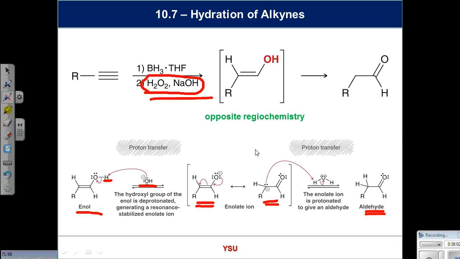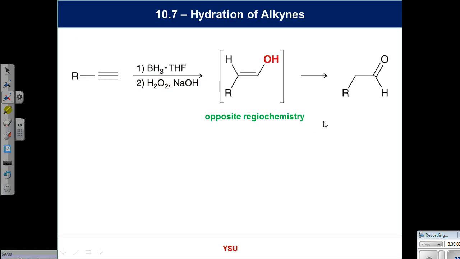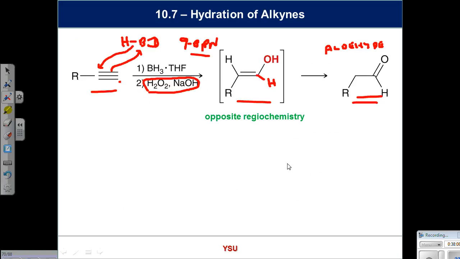What do people do with this reaction? They tend to stop here because they miss the point. They tend not to go to over here. That's where we need to be.